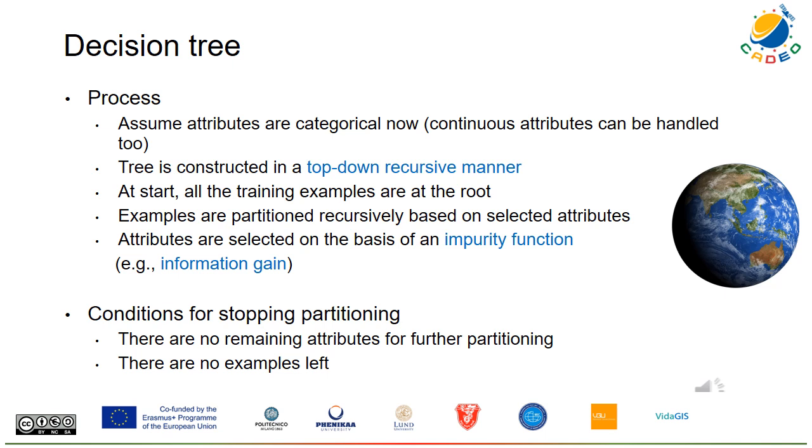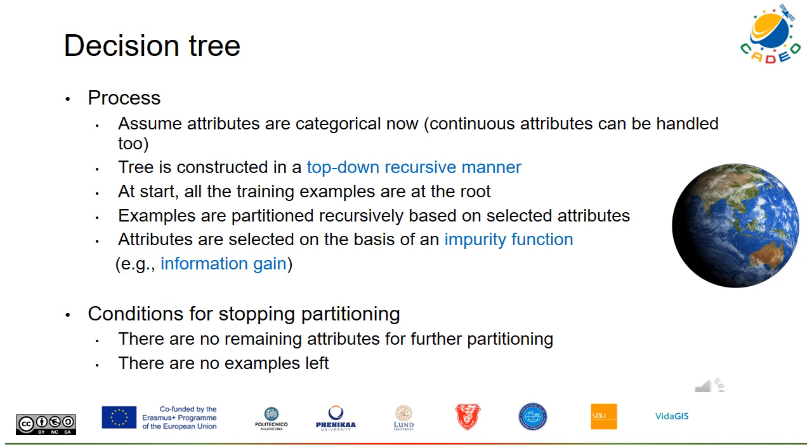Now let's look at the process of decision tree. First, we assume attributes are categorical now. For the variables that are continuous, we can still convert them into categorical variables. For example, we can set up a threshold, then we can transform a continuous variable into a categorical one.